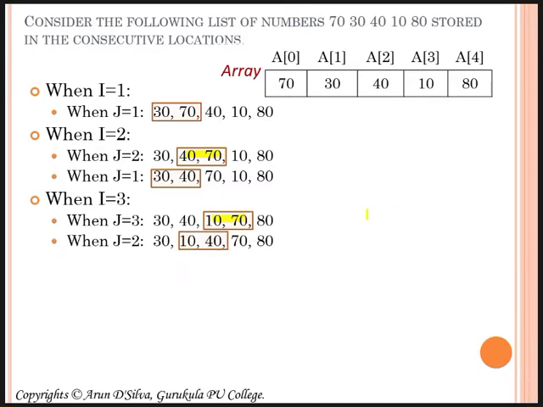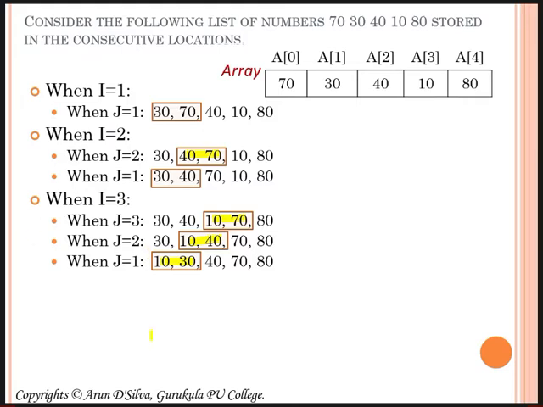Now the j value is decreased by 1. Now it checks the first and second position values, that is 40 and 10. Now 40 is bigger than 10, so they get interchanged. The j value is decreased by 1. At this time it checks position 0 and 1 values, 30 and 10. Now 30 is larger than 10, so they get interchanged, and 10, 30 it becomes. Now the loop will not continue because the j value becomes 0, so it goes to the outer loop.